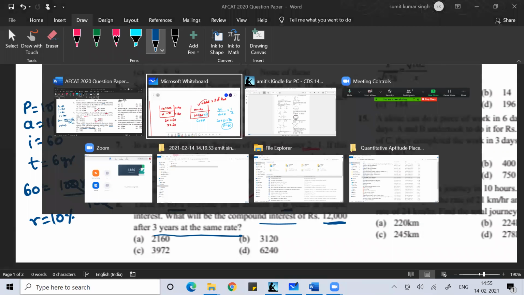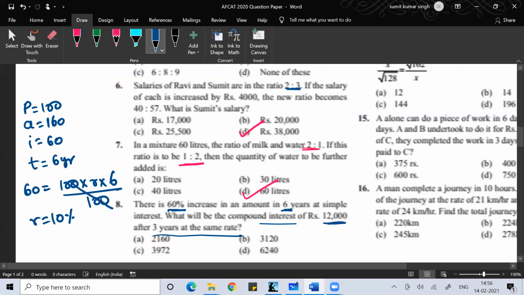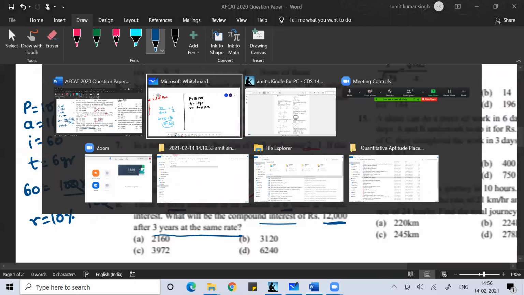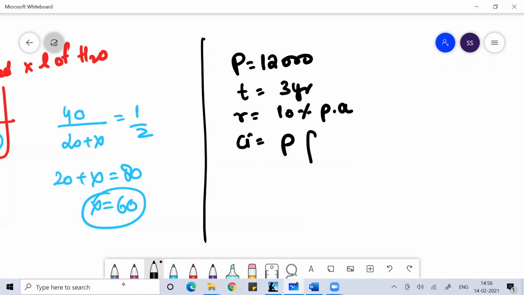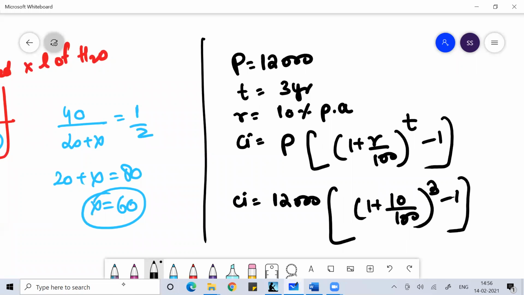So for compound interest here, your principal is 12,000, the time is 3 years, and your rate is 10% per annum. The question is, what is the value of compound interest? That is P into (1 plus R by 100) to the power T minus 1. So if you want to find the compound interest, this is 12,000 into (1 plus 10 by 100) to the power 3 minus 1.